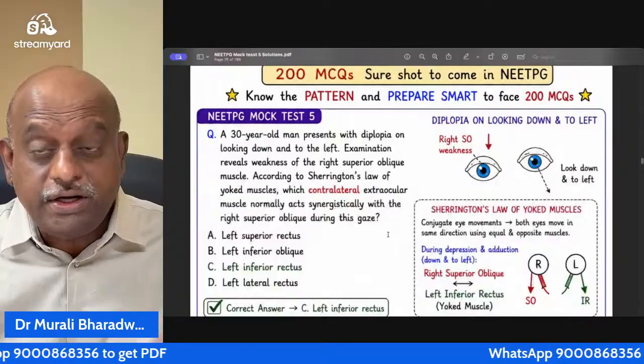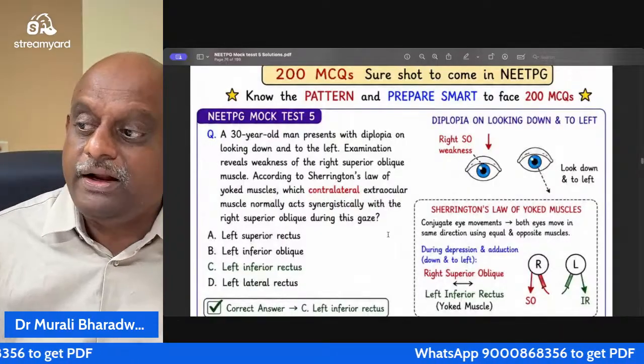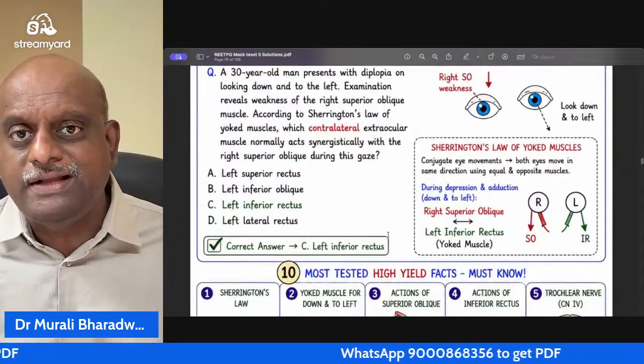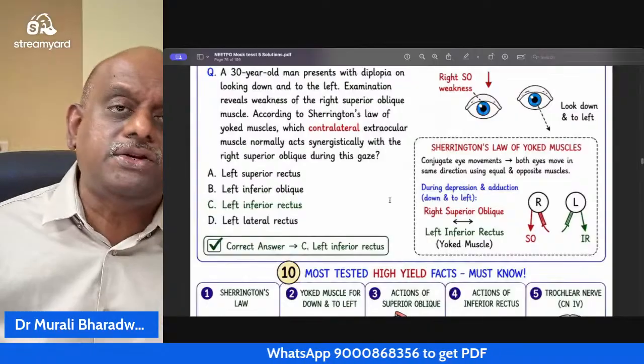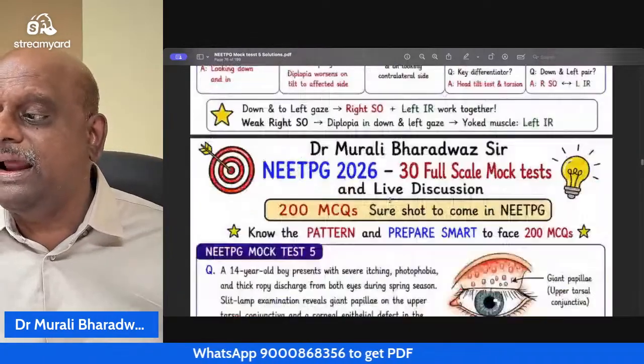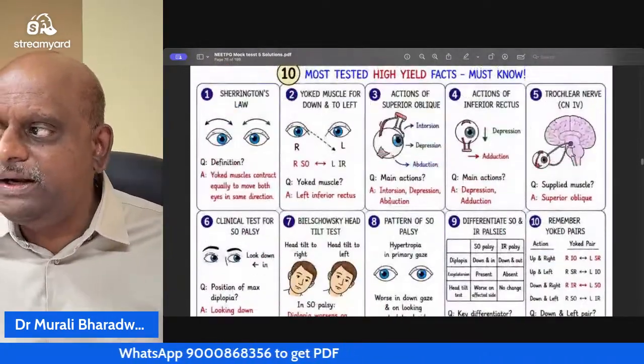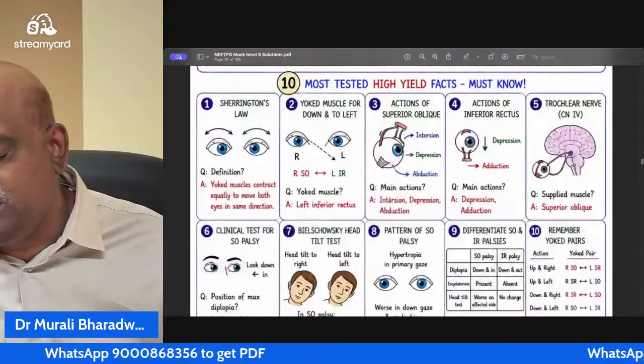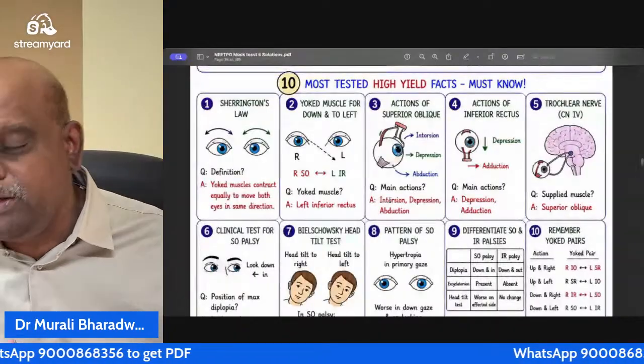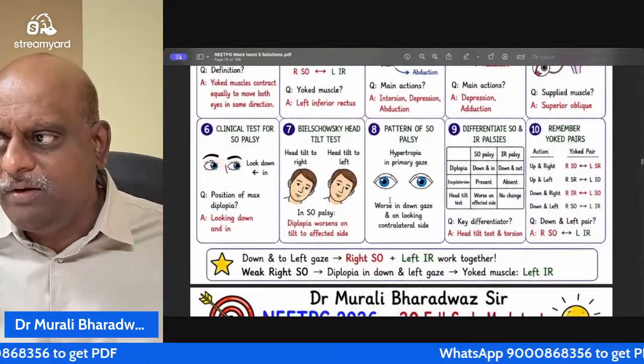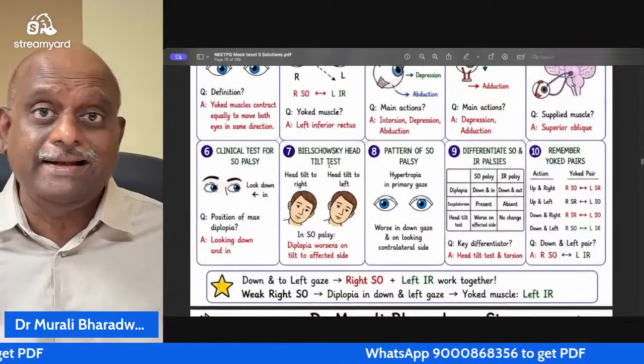So, according to Sherrington's law, for the right superior oblique during the gaze, it is the left inferior rectus which is considered to be the yoke muscle is what you need to remember. So what is Sherrington's law? What is the action of all these extraocular muscles? What are the yoke muscles? Everything. And what is Bielschowsky's head tilt test?